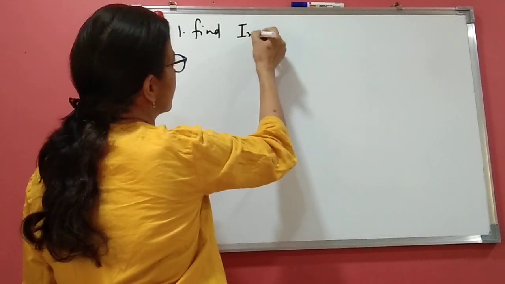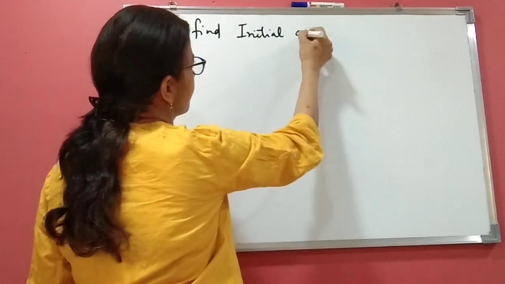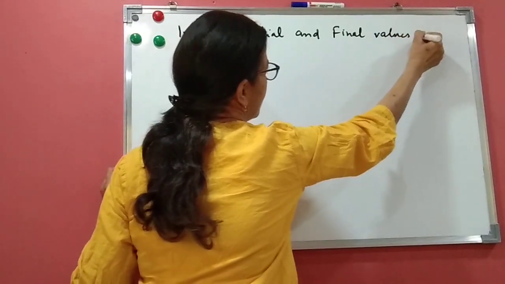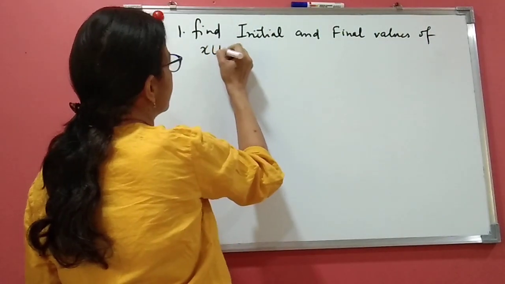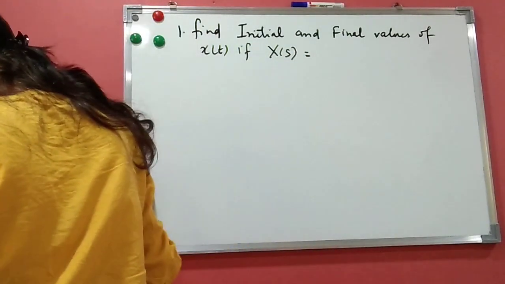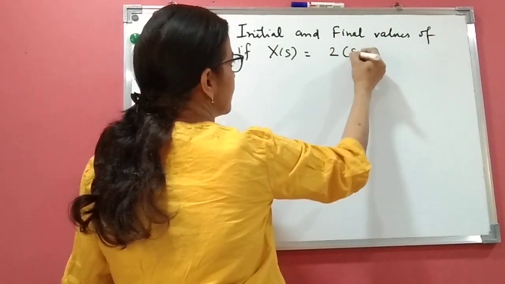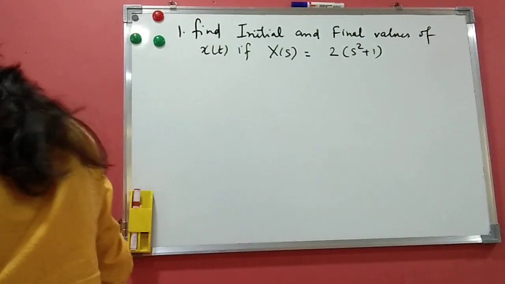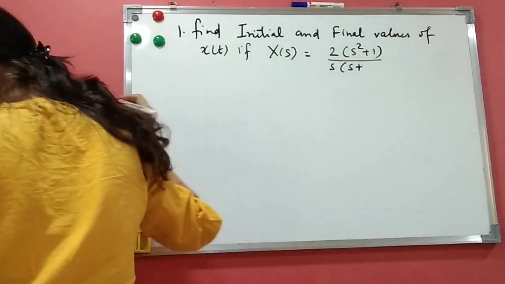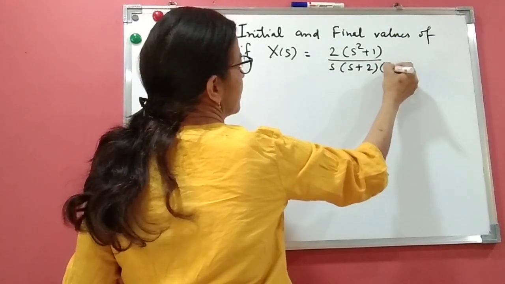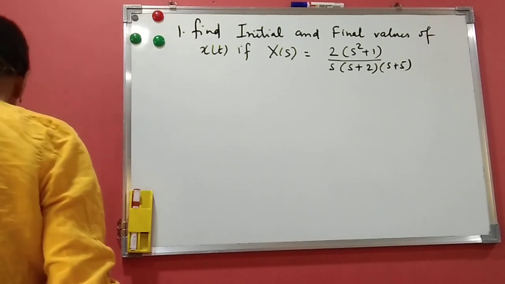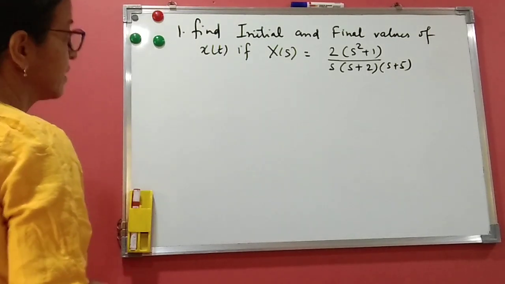Find initial and final values of x(t) if X(s) equals (2s squared plus 1) upon (s plus 2) into (s plus 5). So we have to find the initial and final values of x(t) if X(s) is given as this.